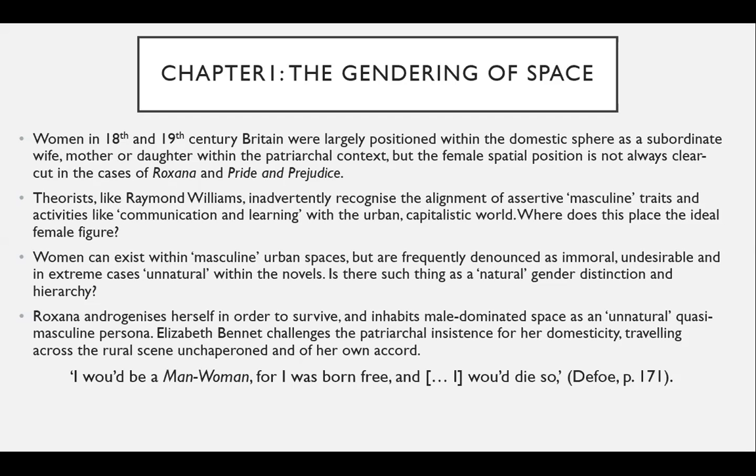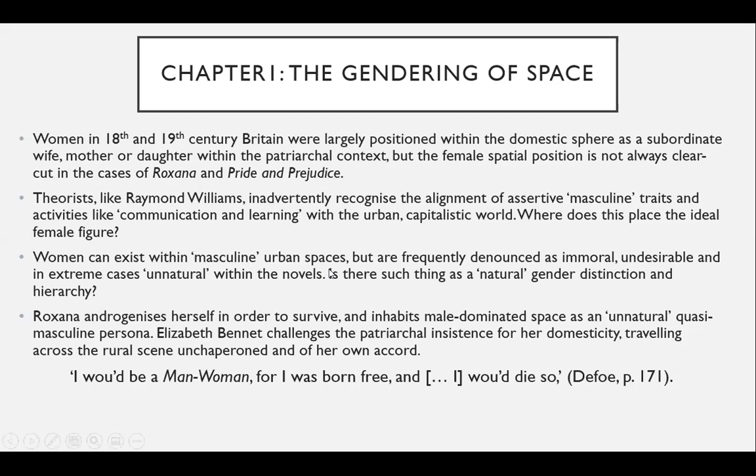But, for example, Lydia and Wickham, their elopement takes them to London where they are concealed. And that is obviously probably the biggest scandal in the novel. So you could say that in that sense, the proper, pure woman belongs in the rural scene, and the immoral and, I hate to say undesirable, but in the context of these novels, undesirable women will belong kind of elsewhere in the urban scene.